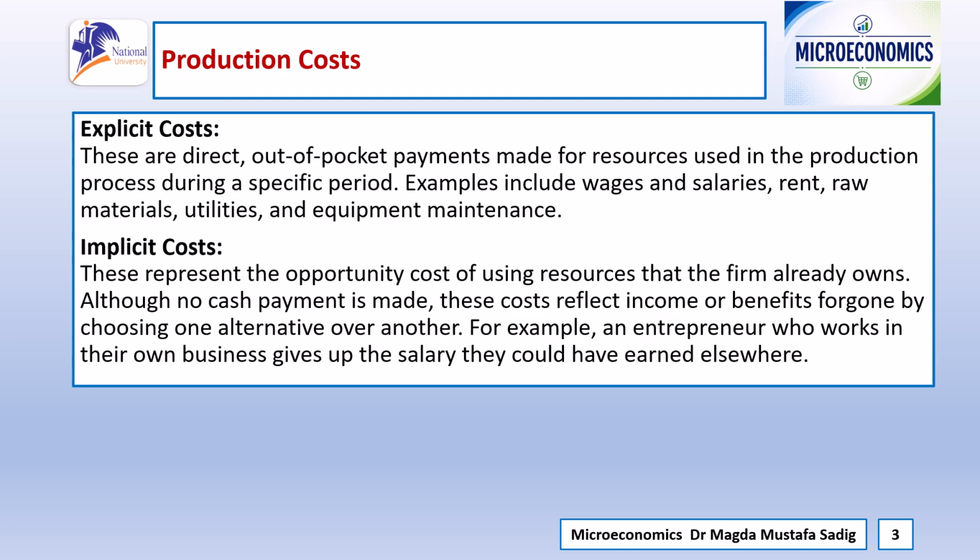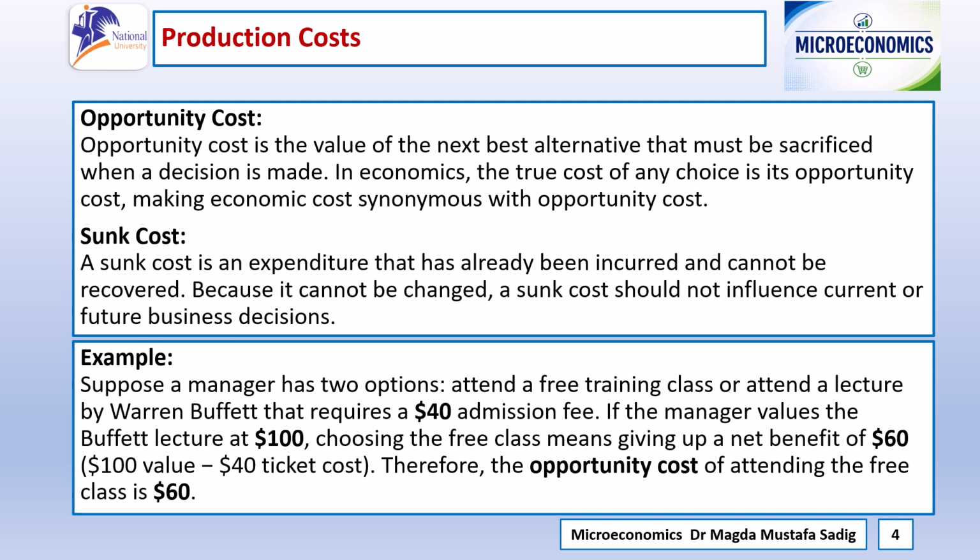Similarly, if an entrepreneur works full-time in their own company, they sacrifice the salary they could have earned working elsewhere. That salary becomes an implicit cost. Remember, economic cost equals explicit cost plus implicit cost.